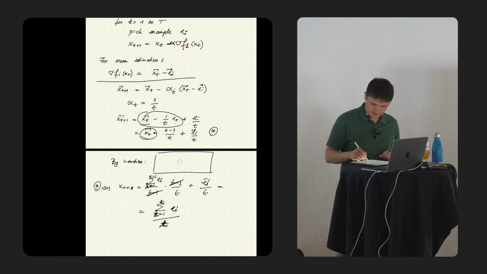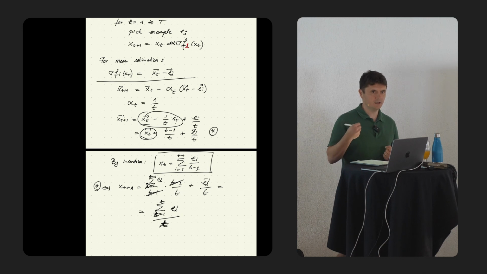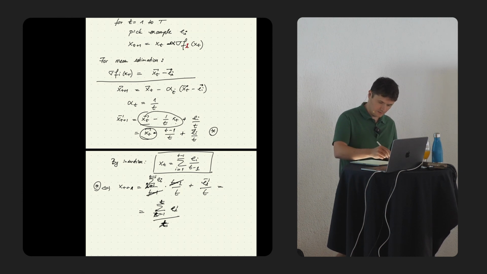So I'm going to guess that the right basis of my induction is that xt is the sum for I equal 1 to t minus 1 of EI over t minus 1. So basically I'm going to guess that xt is the average over the last t minus 1 points that I've seen, okay? And so I use this as my induction base, and then I can replace this inside my induction step.